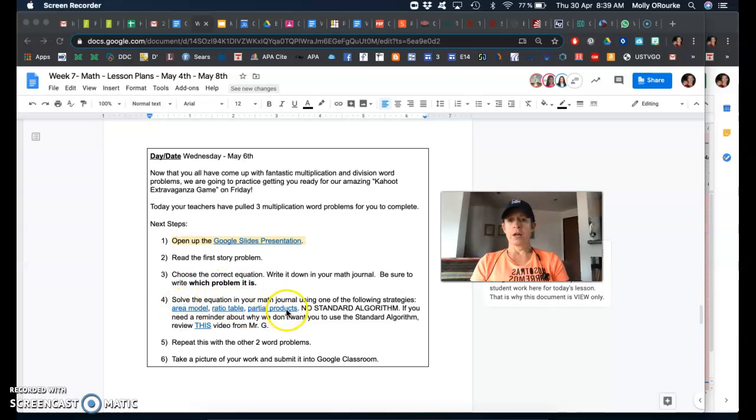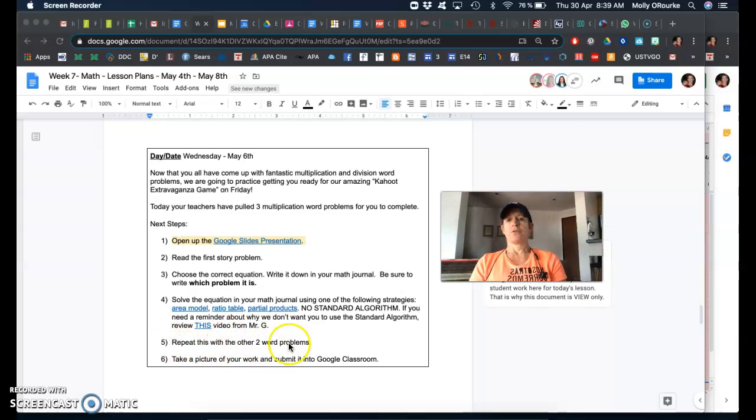Solve the equation in your math journal using one of the following strategies: the area model, ratio table, or the partial products. You're not using the standard algorithm. If you need a reminder why we don't use the standard algorithm yet, review this video from Mr. G. It is really good at explaining why we're not using it yet.